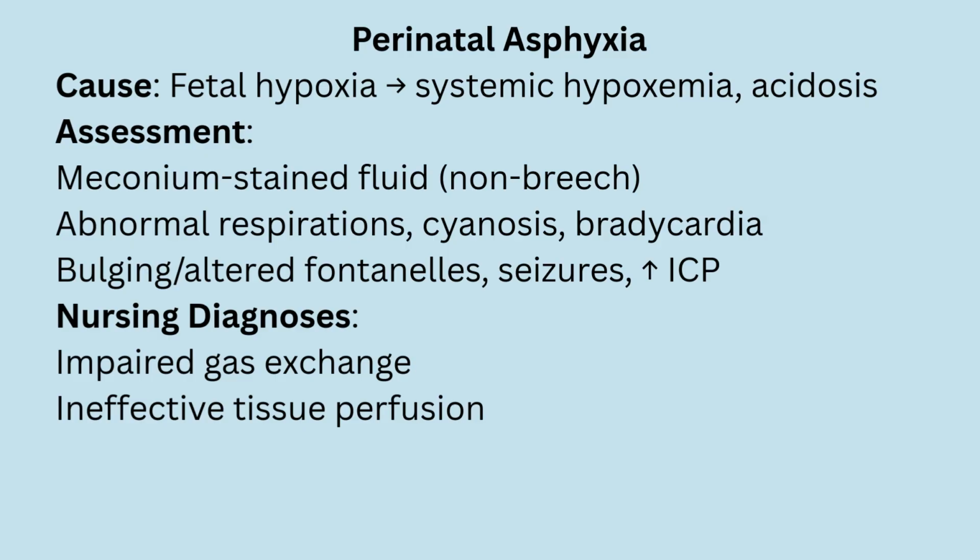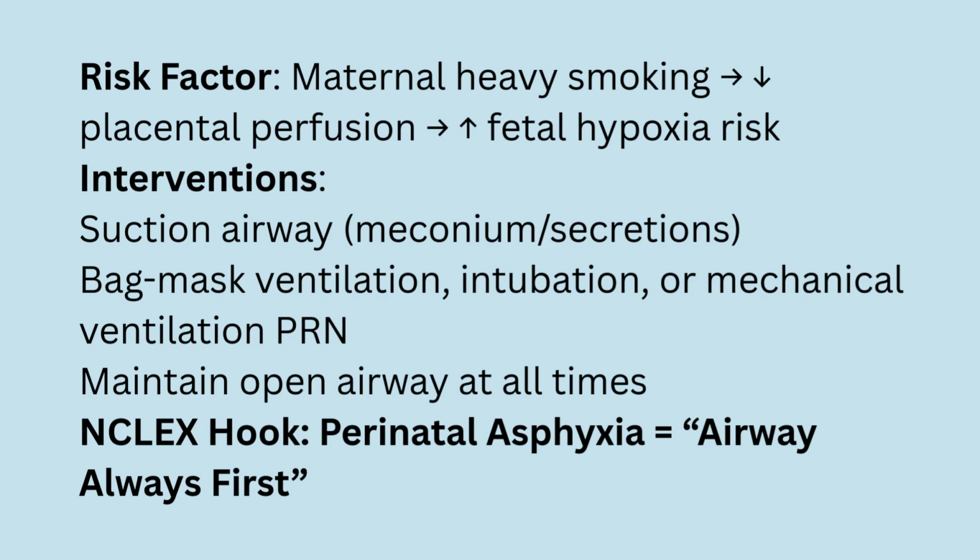Another major respiratory complication is perinatal asphyxia, which is oxygen deprivation around the time of delivery. Watch for meconium-stained fluid in a non-breech baby, abnormal respirations, cyanosis, bradycardia, seizures, or bulging fontanelles from intracranial pressure. The immediate priority is always the airway. Suction if meconium is present, and provide ventilatory support with bag mask ventilation, intubation, or mechanical ventilation as needed. The NCLEX hook here is simple. Perinatal asphyxia means airway first, then ventilation.